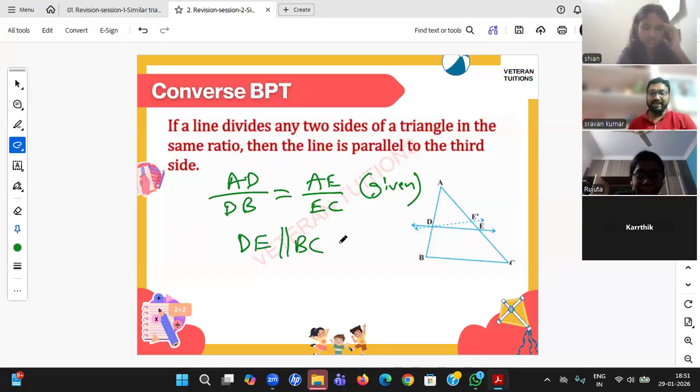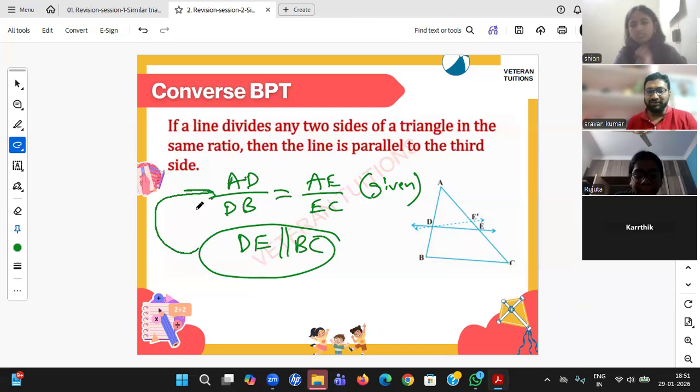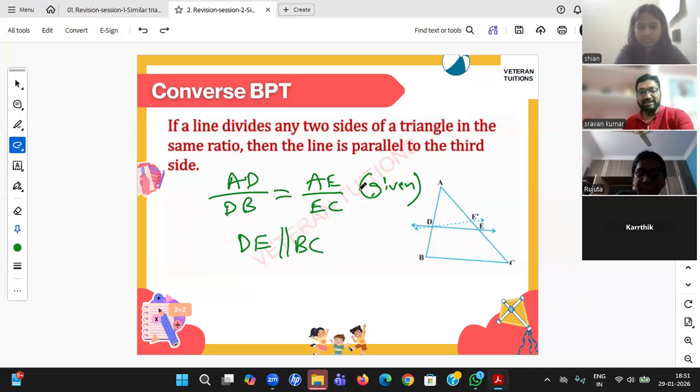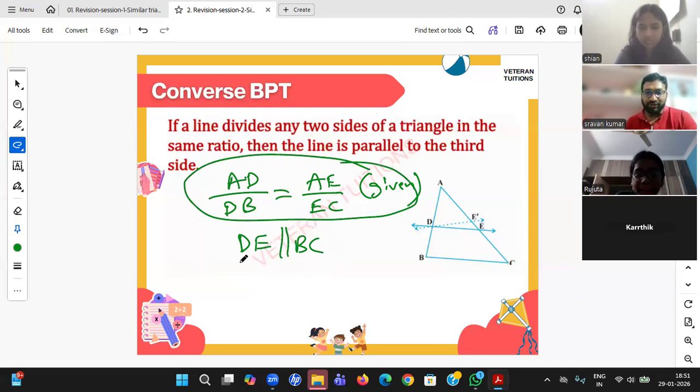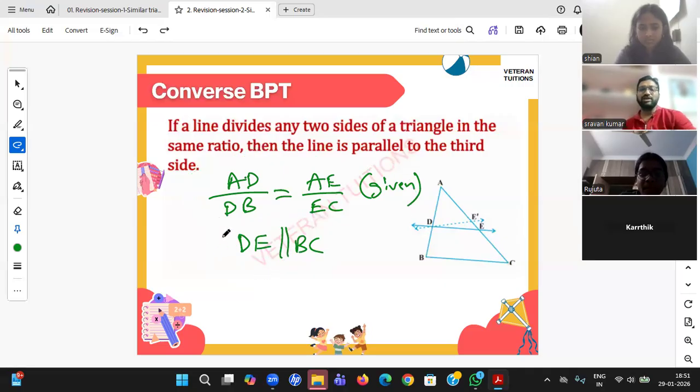Now he's asking, if this is true, you need to show DE is parallel to BC. In BPT, this is given and this we have shown. In converse BPT, this is given and this you need to show. It's just the conversion. Now how will you start? The derivation is not direct. It's something like what you proved in chapter 2, that root 2 is irrational: you took, let root 2 be equal to p by q, rational. Like that we need to go ahead in this proof. Okay, so what will we do, students?